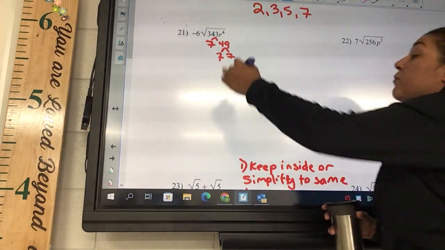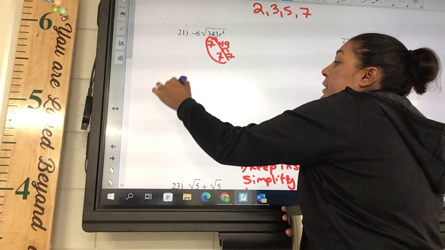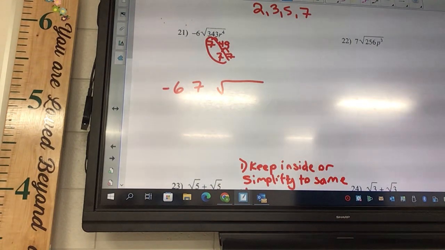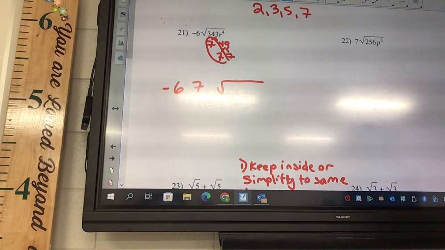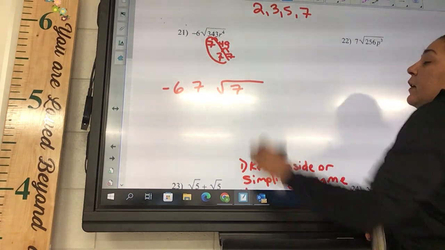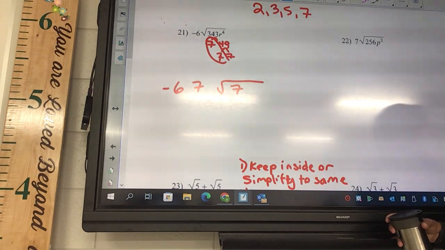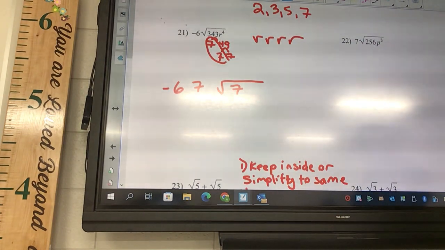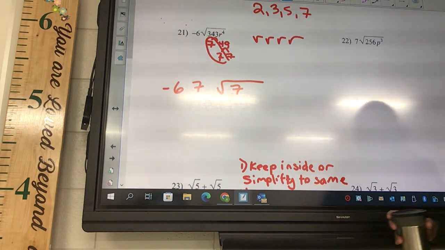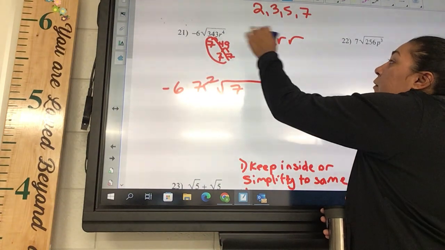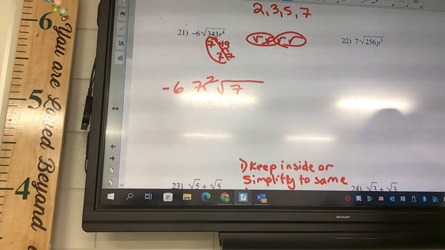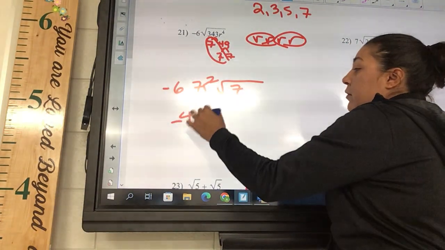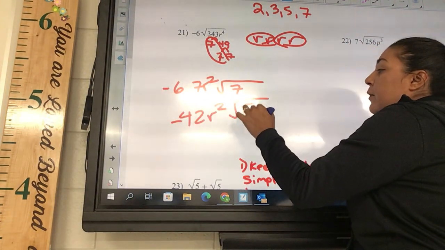2 groups or 1 group of 7s can go. That 6 is already on the outside, so 1 seven can go. What about the other 7? Where's he got to go? On the inside. How many r's do I have? 4. 1, 2, 3, 4. How many of those can go? 2 sets, so r squared can go. Negative 6 times 7 is negative 42 r squared square root of 7.